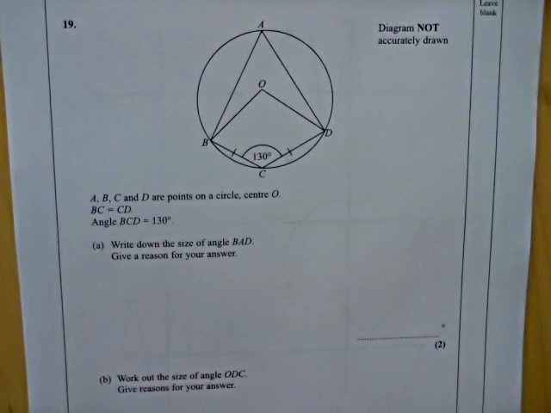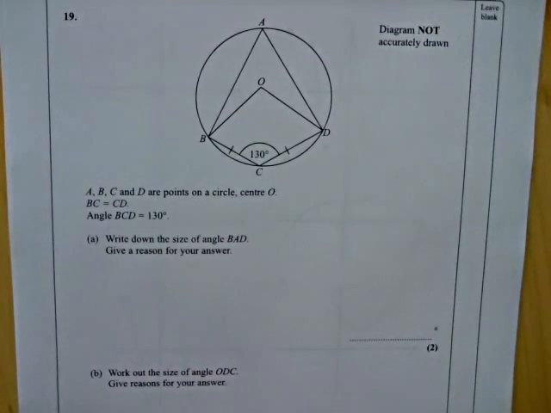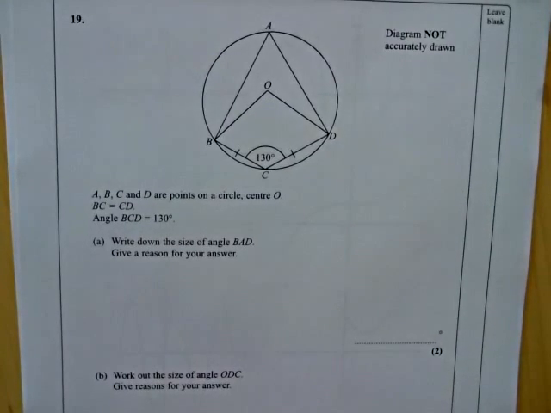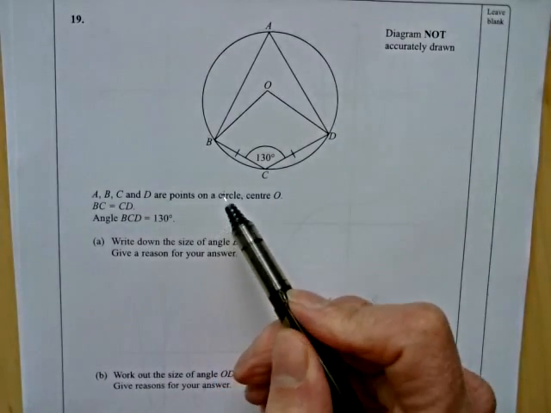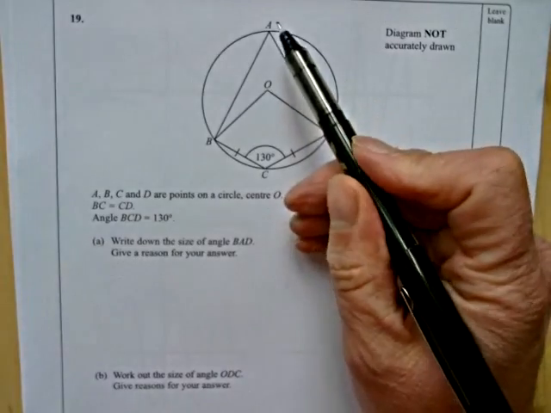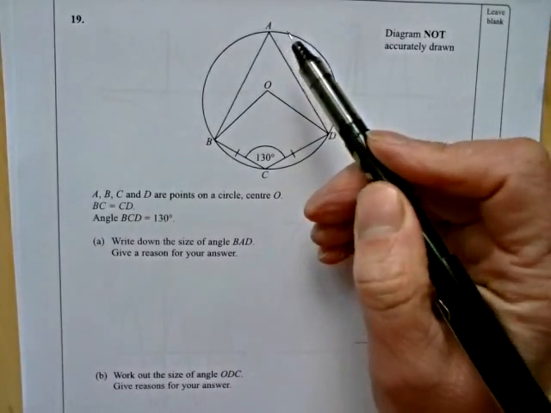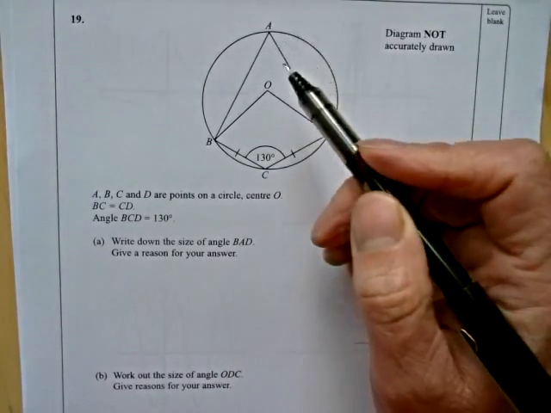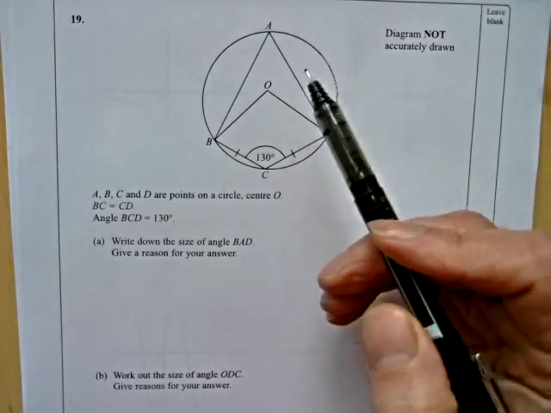So on to Circle Theorems question 19. We're given some information about our circle. We've got A, B, C, D, which is a quadrilateral touching the edge of a circle, so it's a cyclic quadrilateral. That will help us find some missing angles, knowing that.